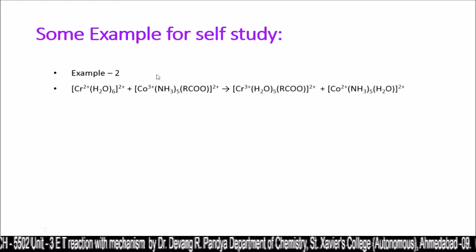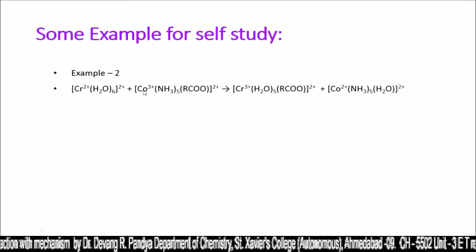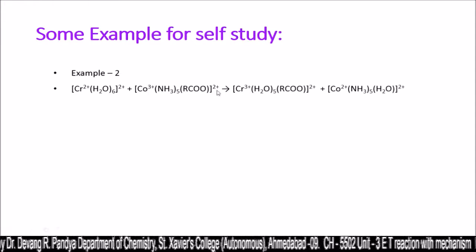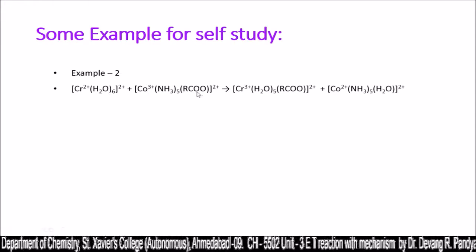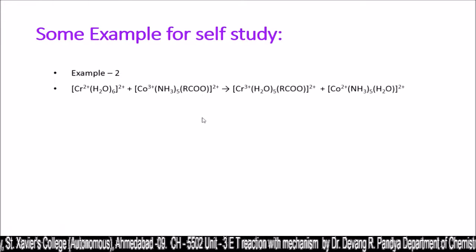This is an example for your self study. Here we have these two kinds of complex ions, and you need to take this one as the bridging ligand and work it out yourself.